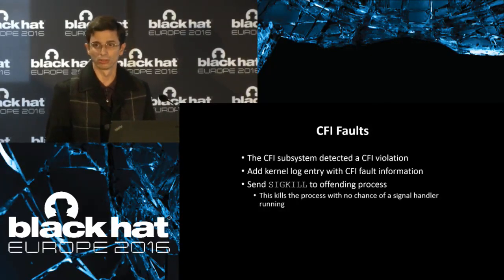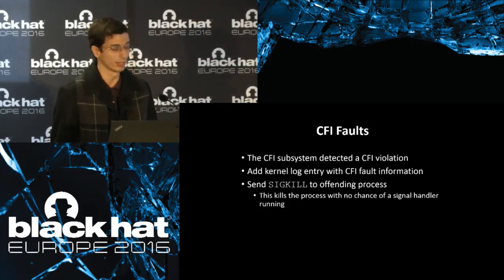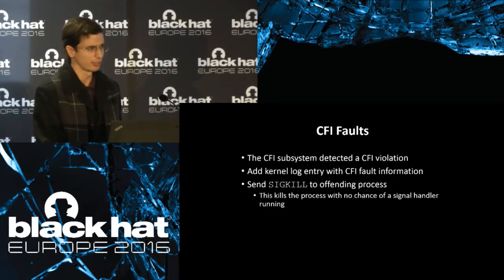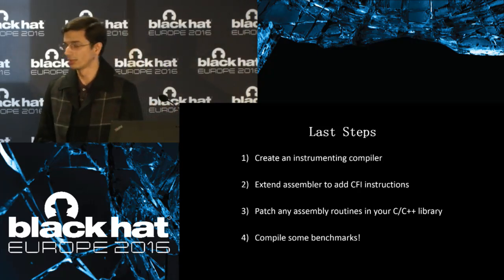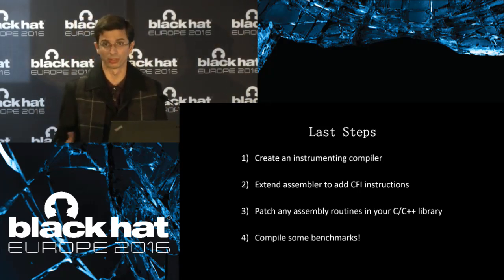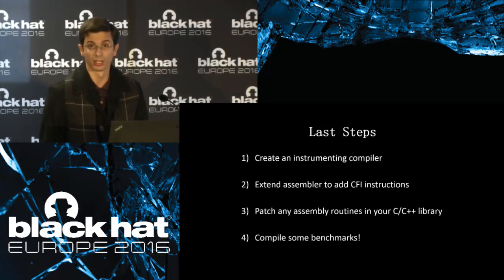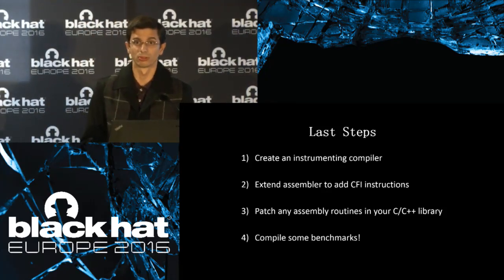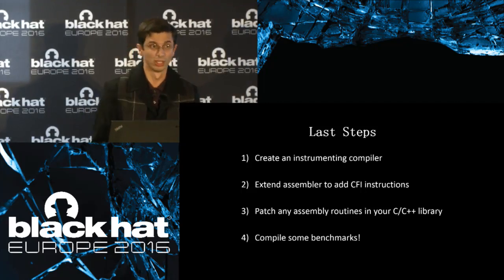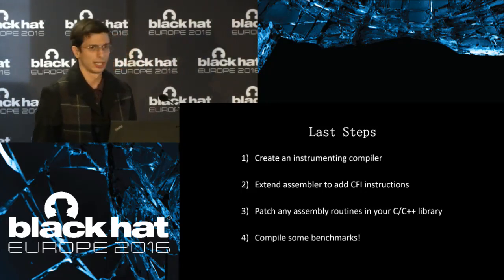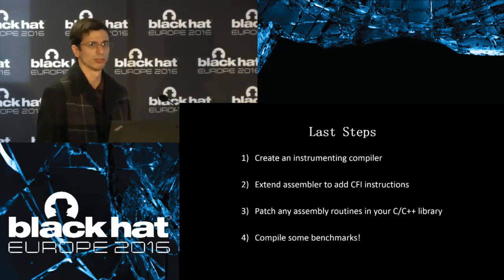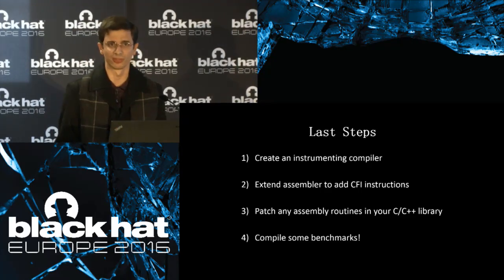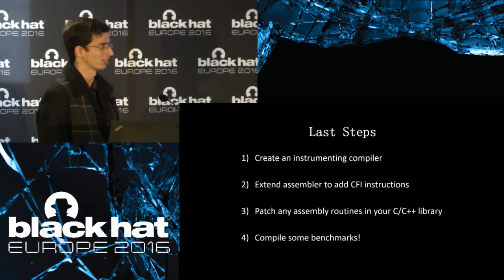Technically speaking, we could go ahead and send any other signal we want and take actions based on that. There's a few little miscellaneous steps as well that we need to talk about. So you need to have these instructions in your program, so get an instrumenting compiler. Your assembler, of course, needs to be able to recognize these instructions as well, so we extend an assembler. Any assembly code that's in your runtime needs to be patched to include these instructions as well. Otherwise, the CFI subsystem will detect control flow violations unnecessarily.